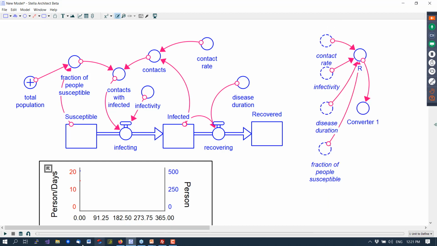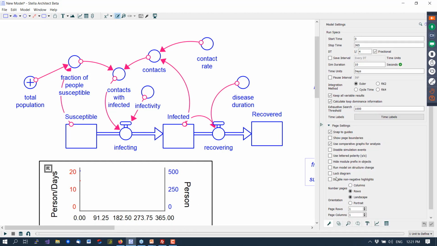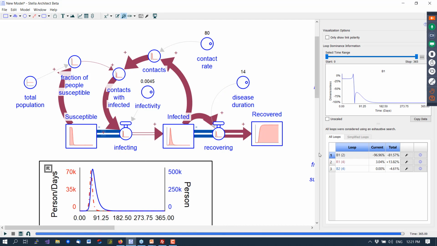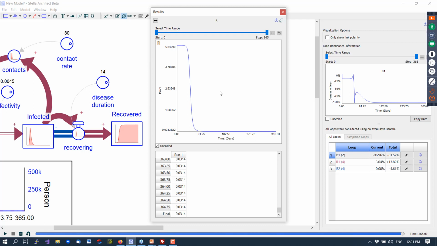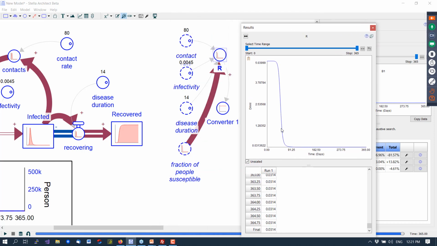And now if we run this model again, I'll speed it up a little bit. Back to a second. And take a look at the behavior of R over time. If you look at what's happening to R over time, R starts at 5 and goes down to 0.03. That's because we run out of people. So at the end of it, one person is infecting only a very small number.